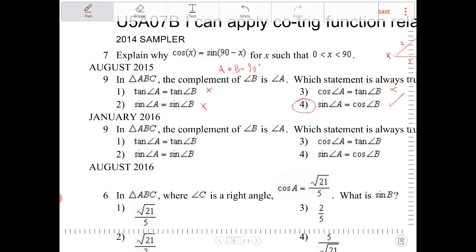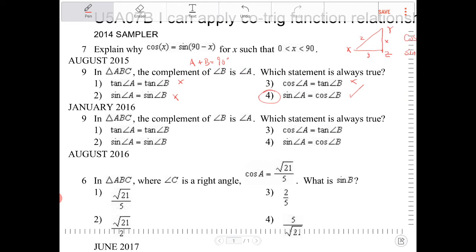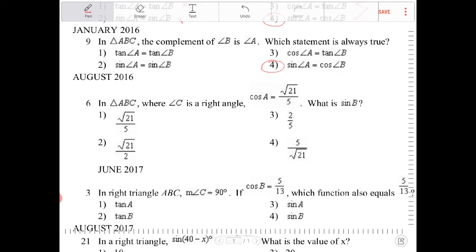Okay. January 2016, in triangle ABC, the complement of angle B is angle A. Essentially, it's the same question. If you notice that August 2015 and January 2016, both of which were question 9, they are essentially the same question. Which statement is always true? So it's, again, option 4. It's the same exact question, which is quite reasonable for the regents. Again, this is just to show you that if you do enough of them, you're going to get good at it and then you're going to do really, really well on it.